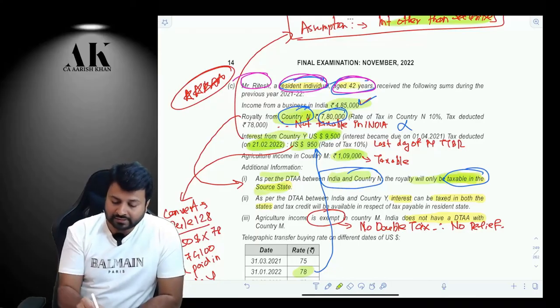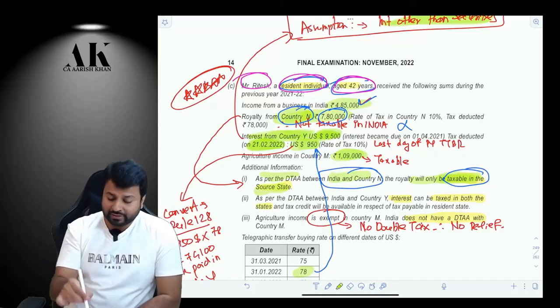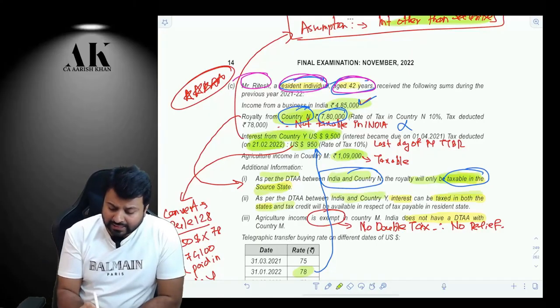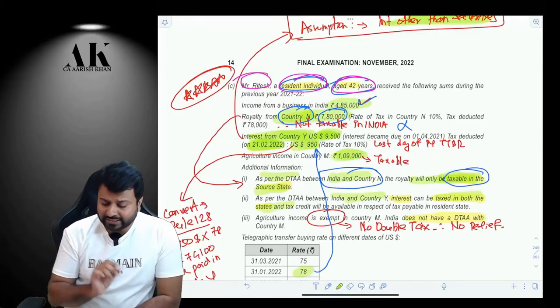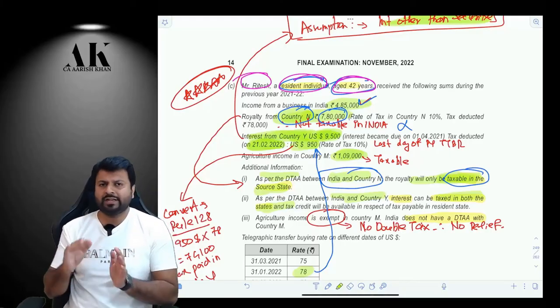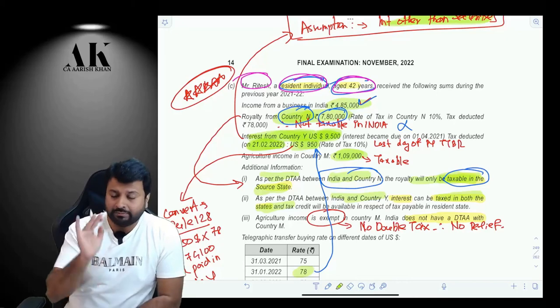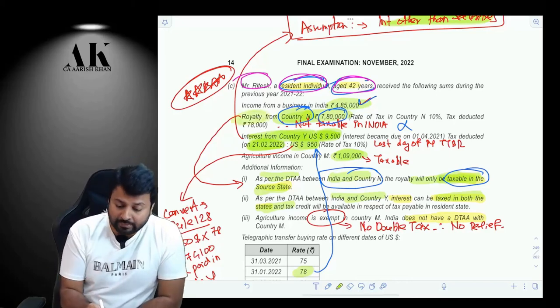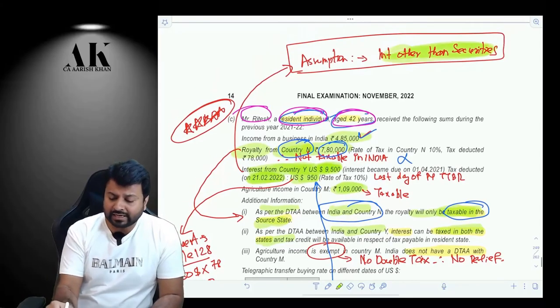Now the third one is, it is written that for interest from country Y, in the DTAA it is taxable in both the countries, and India will give credit to that particular person. Okay, in that case over here we are supposed to compute this particular income in India, because this is taxable in India and it is taxable in the foreign country also, and then DTAA relief can be given to the assessee, but it is taxable in India in the first hand. The above point was not taxable in India at all. Now how to compute this income? Let us assume that it is interest other than securities.